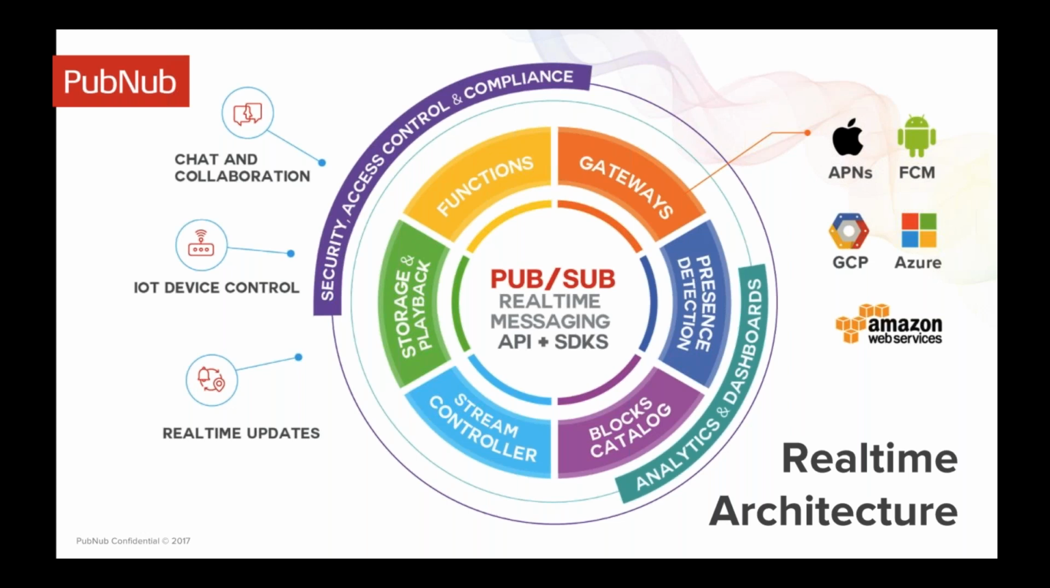Stream Controller allows you to receive messages on multiple channels from a single network connection. So this extends your ability to connect to and manage large numbers of streams while keeping bandwidth costs to a minimum. And Storage and Playback, also informally referred to as the History API, enables you to store messages as they're published and retrieve the previously published messages at a later time. And finally, Functions provide serverless logic within PubNub's network, so you can apply programming logic to streams of data.